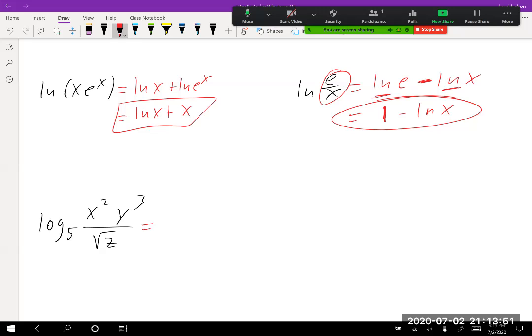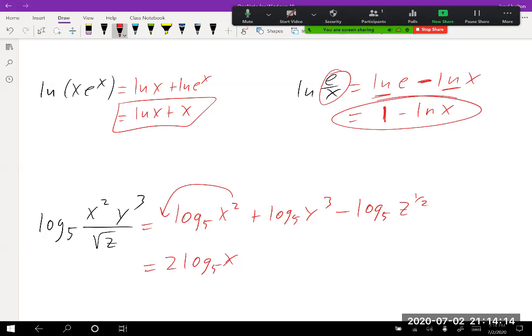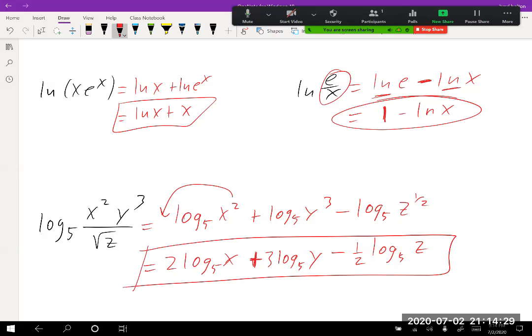So this is log base 5. We're going to split this as log base 5 of x squared plus log base 5 of y cubed minus log base 5 of z to the 1/2 power, because I'm going to rewrite the square root as a 1/2 power. Now this will become 2 log base 5 of x. That's what I mean when I say write the power as a factor: you move it to the front and multiply. Plus 3 log base 5 of y minus 1/2 log base 5 of z. And that would be our answer, okay? Remember, you always have to simplify everything when you're done.